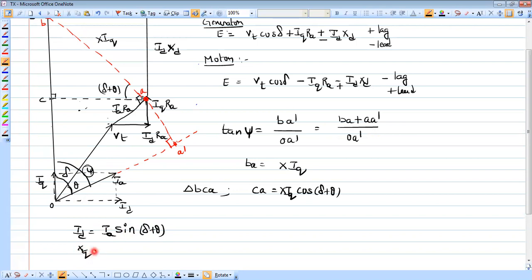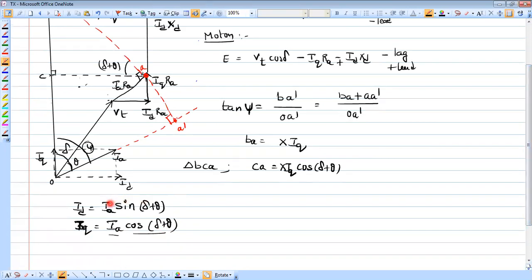Similarly, IQ is a vertical component. So IA into cos of delta plus theta, isn't it? So here IA cos of delta plus theta is equal to what? It is equal to IQ, right? It is equal to IQ.